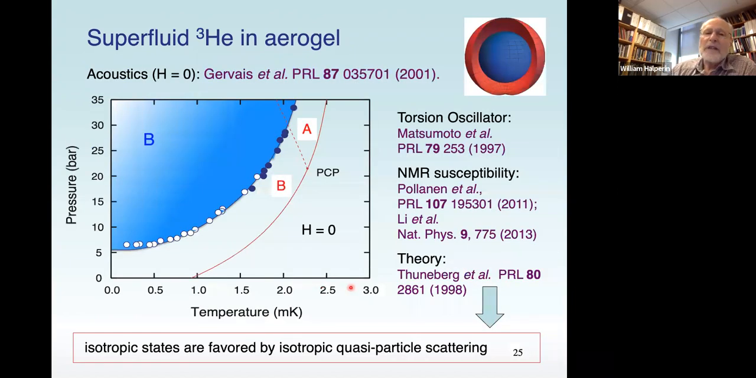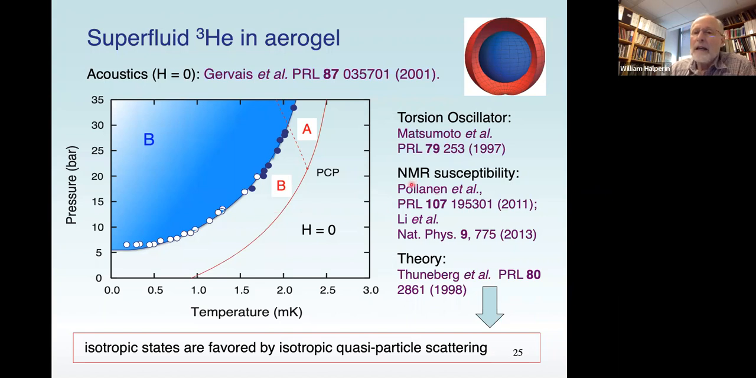But what you don't know is that in zero field, there isn't any A phase. It is gone. And that can be done through measurements, acoustic measurements in this case by Guillaume Gervais in my group. You're doing acoustics, and you can determine in zero field, or effectively zero field, that the entire phase diagram is B.